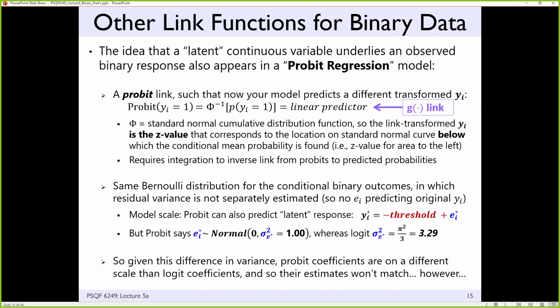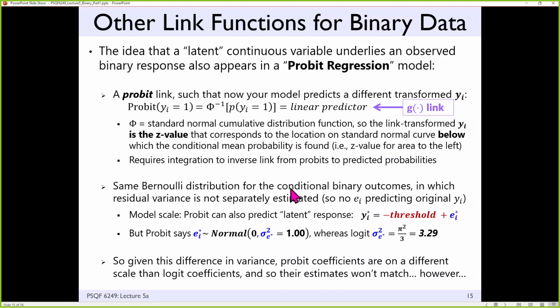It is the z-value on the standard normal distribution that goes with that probability corresponding to the area to the left. So a probability of 0.5 is a z of 0. And as you move higher on z, that's a probability closer to 1. Lower on z is a probability closer to 0 instead. And if you're like, why the hell are you telling me this? Because in IRT, probit is called ogive. It is the same thing. And the formula for it has a scary looking integral in it because what you have to do is actually integrate under the curve to get to the predicted probability.